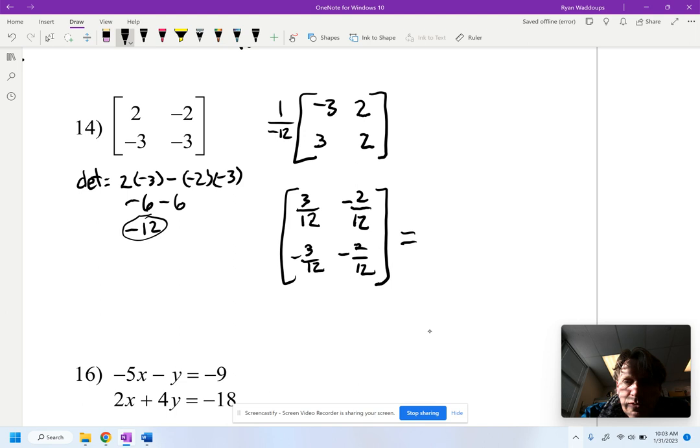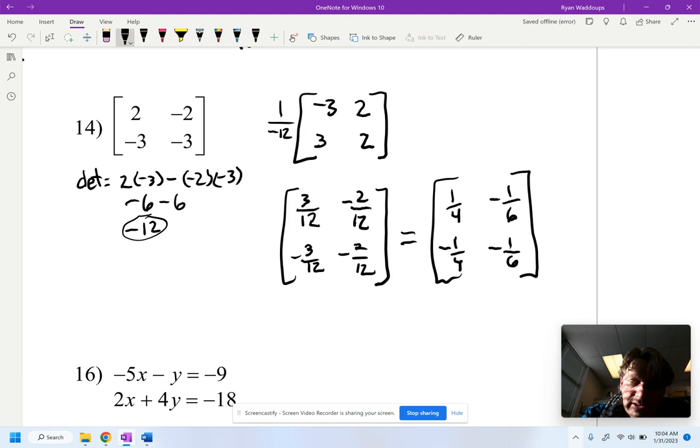So that's equal to 1/4, negative 1/6, negative 1/4, and negative 1/6. And that is the inverse of our matrix.